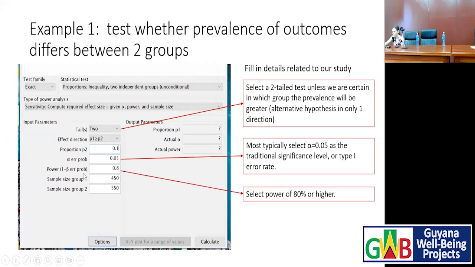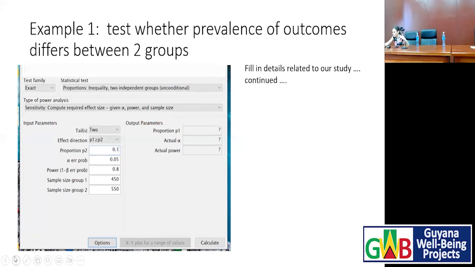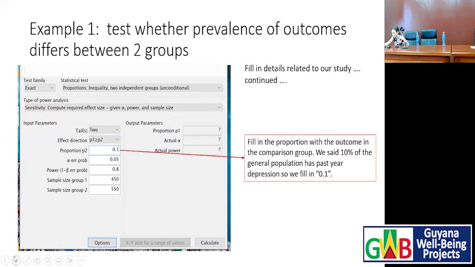And then here we can fill in the power that we want. Usually you want to choose at least 80% or higher. 80% is common. So we'll set the power for 80%. Okay, we keep filling in the details.